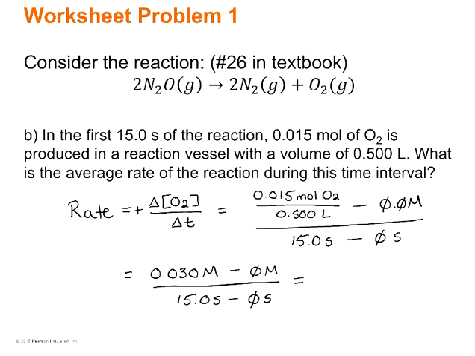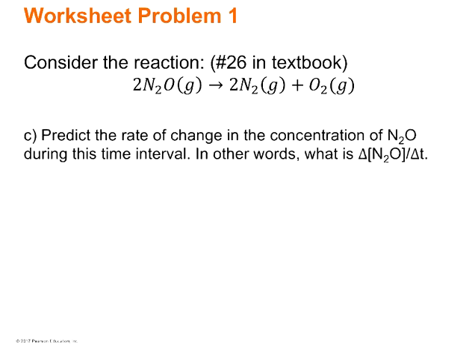All right, so if we plug that into our calculator, we should find that the rate of the reaction, or the average rate of the reaction, is 0.002 moles per liter per second. Awesome. So for part C, we're asked to predict the rate of change in the concentration of N2O, so our reactant, during this same time interval.